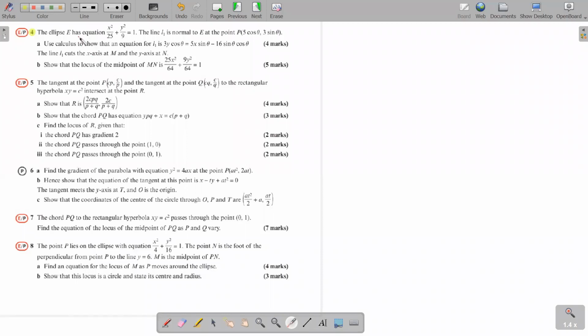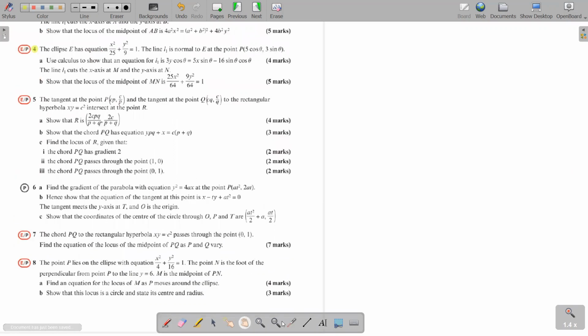Okay, let's go to question number 4. The ellipse E has equation x squared over 25 plus y squared over 9 equals 1. The line L1 is normal to the ellipse at the point (5 cos theta, 3 sin theta). Use calculus to show that an equation for L1 is this. Okay, so what do you have to do? You have to do everything again from the beginning, right?